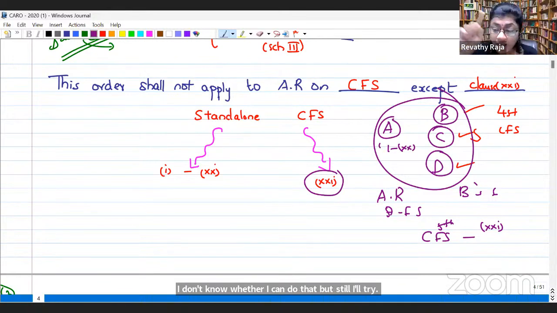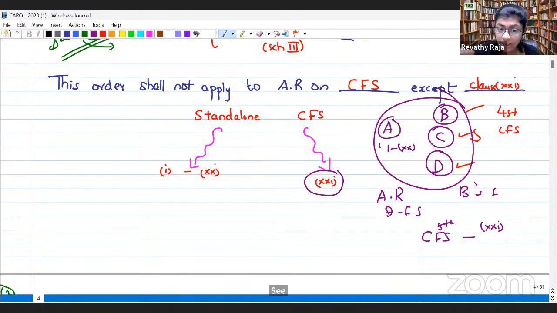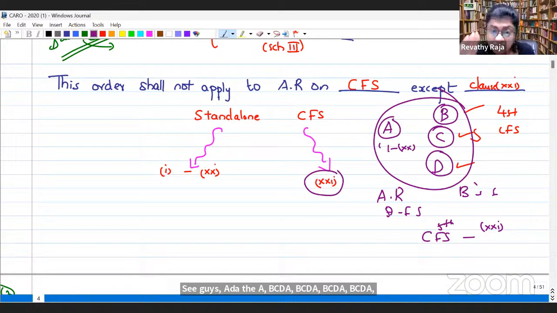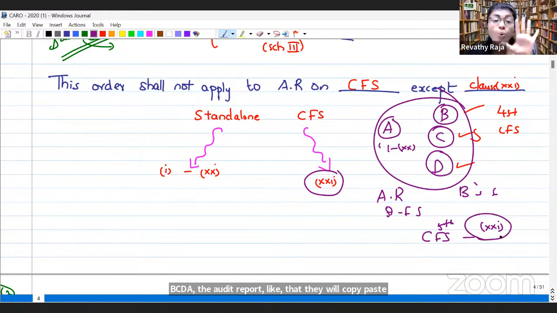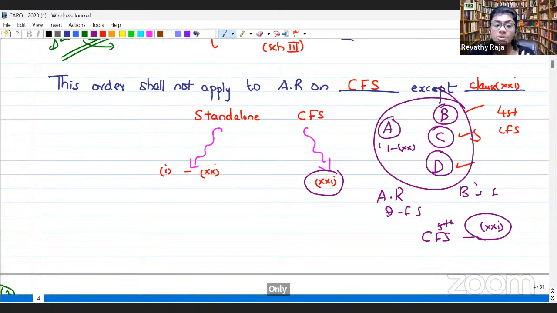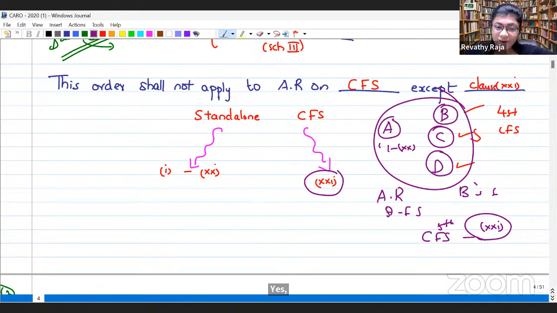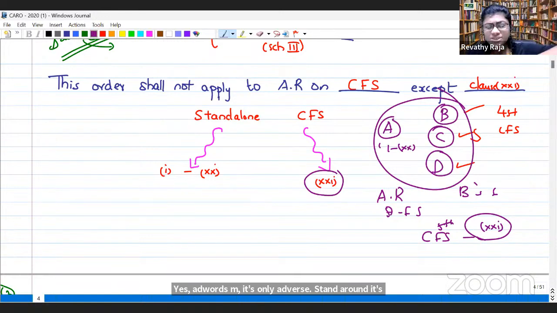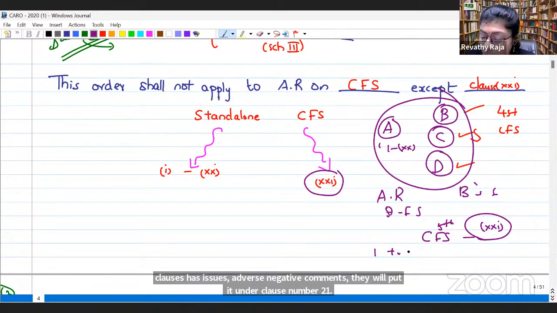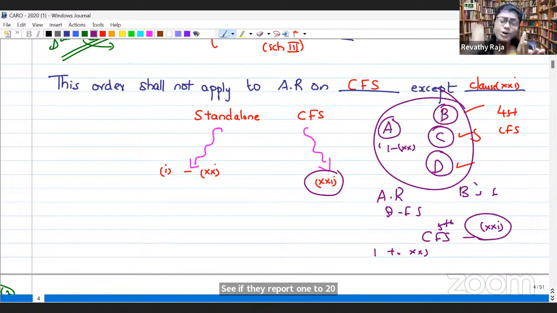See guys, after ABCD prepared their financials, it was audited, don't tease me. In that audit report there are 1 to 20 clauses. If there is a problem in any of those 1 to 20, they will copy paste it and put it here, only the adverse or negative comments. Standalone is already audited, and 1 to 20 is already there. CFS is only the group. So they will copy paste the standalone CARO 1 to 20 clauses which have issues, adverse, negative comments, under clause number 21. If they reported 1 to 20 again, it would be a repeat because standalone is already over.